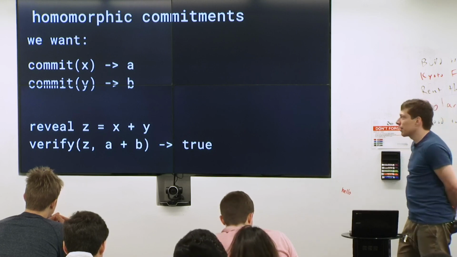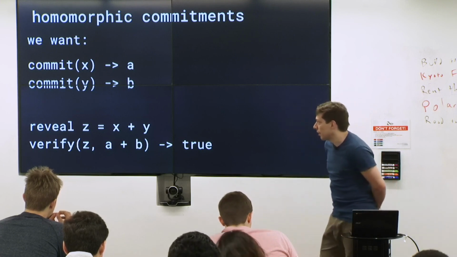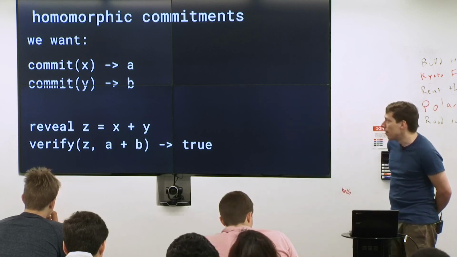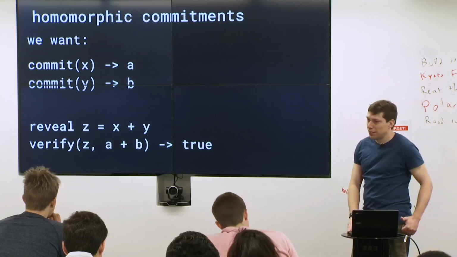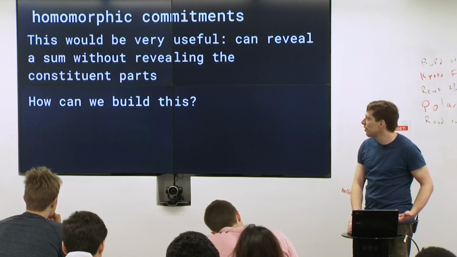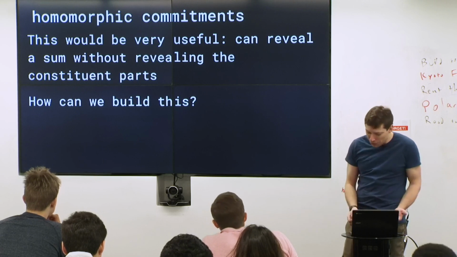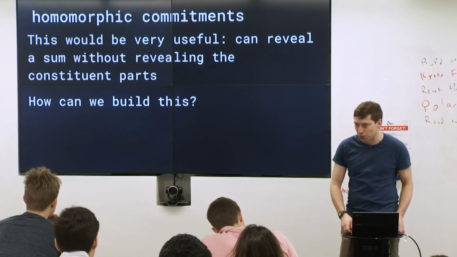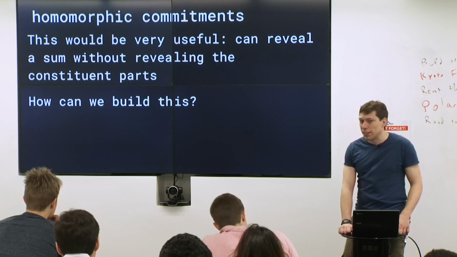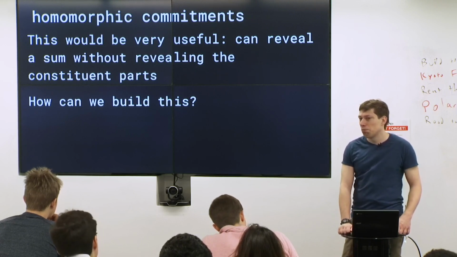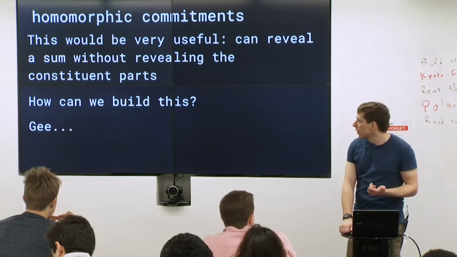Okay, so that's actually not that bad, but we also want all those properties where it's hiding and it's binding and things like that. So, what should we try? First idea is, okay, this would be useful. How can we build this? We can reveal sums without revealing the individual parts that we've committed to. So probably the first idea is let's just use private keys and public keys, right? Let's use A times G and that kind of thing.